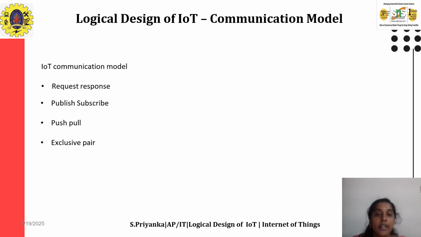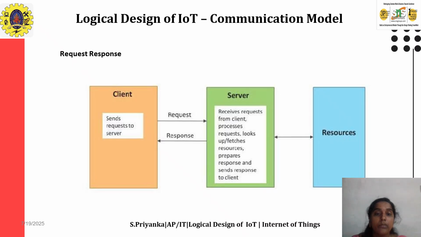The IoT communication model mainly consists of four things: request response, publish subscribe, push pull, and exclusive pair. Let's see everything in detail. First is request response. In request response, the client first sends a request to the server. The server receives the request from the client and processes it. It looks up and fetches the resources, prepares the response, and then sends the response to the client.